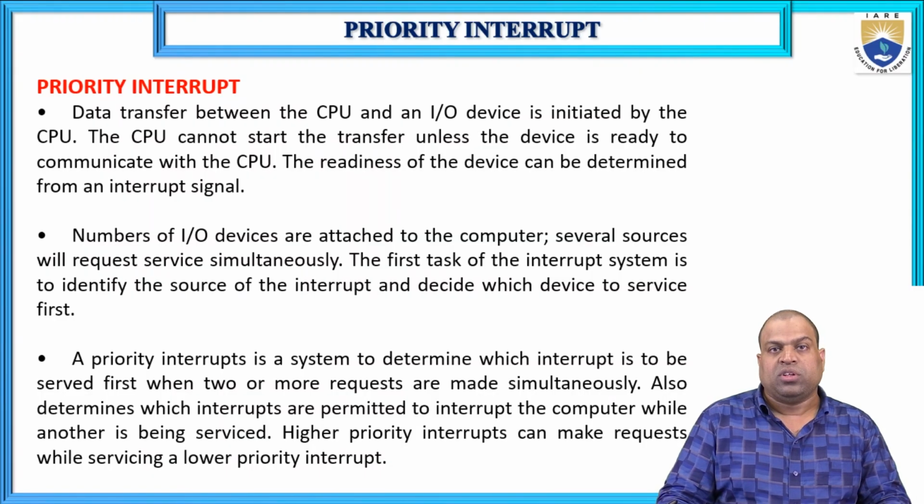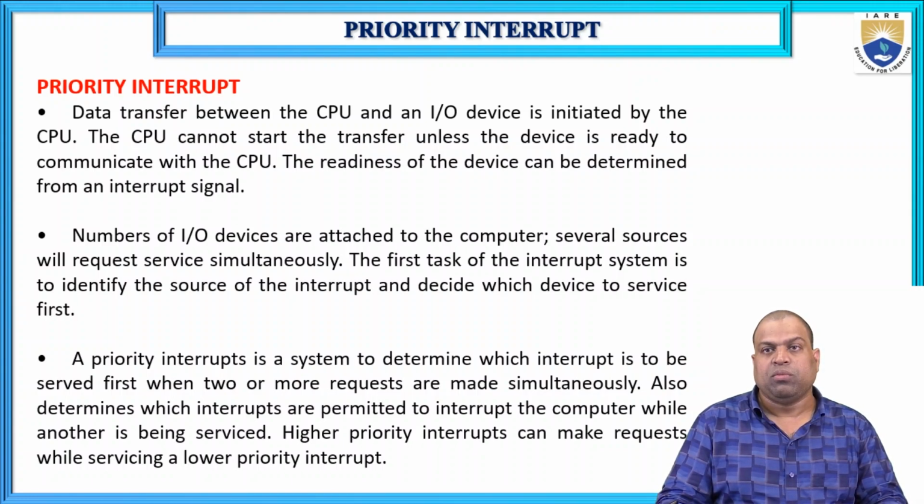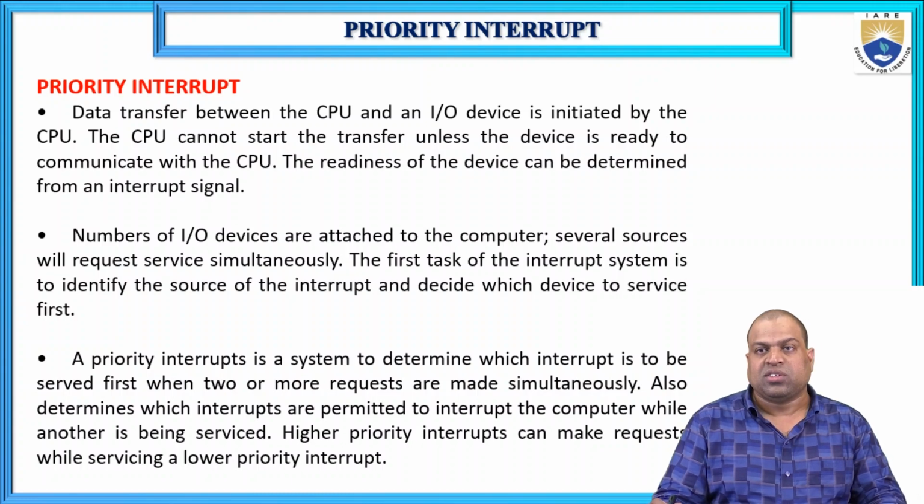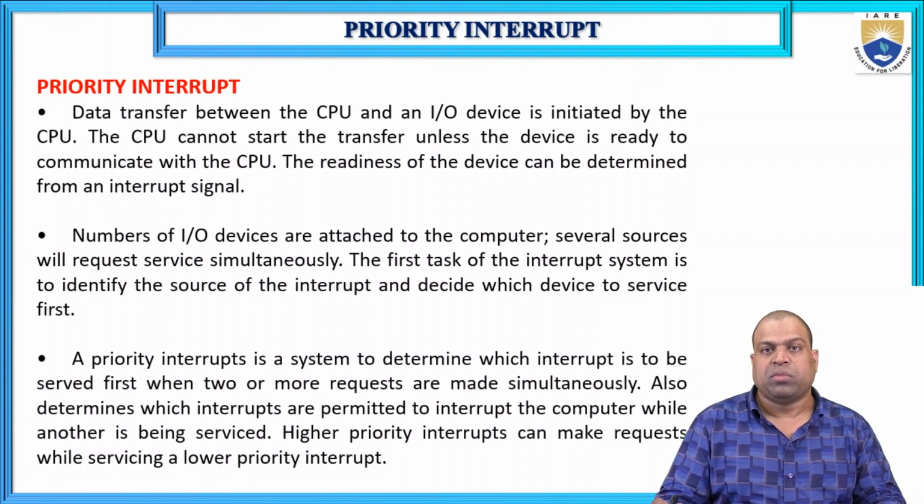In the priority interrupt, the data transfer between the CPU and an input-output device is initiated by the CPU. The CPU cannot start the transfer unless the device is ready to communicate with the CPU. The ready state of the device can be determined from an interrupt signal. A number of input-output devices are attached to the computer. Several sources will request service simultaneously.